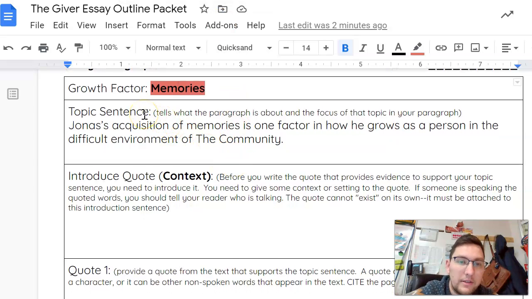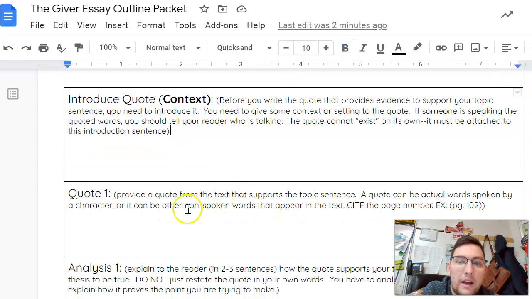It says the topic sentence: Jonas's acquisition of memories is one factor in how he grows as a person in the difficult environment of the community. And then you'll go find a quote. Find a quote from the text that supports the topic sentence. A quote can be actual words spoken by a character. It can be non-spoken words that appear in the text. Cite the page number as well.